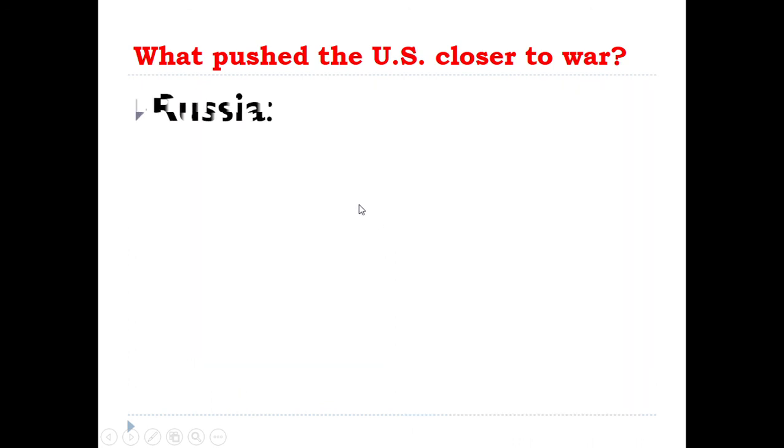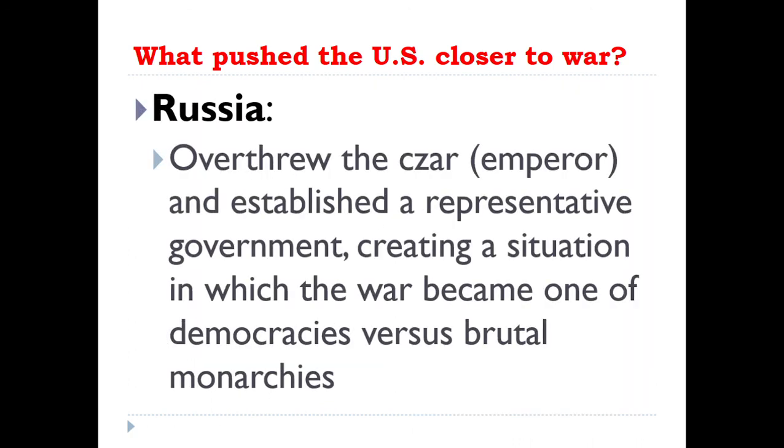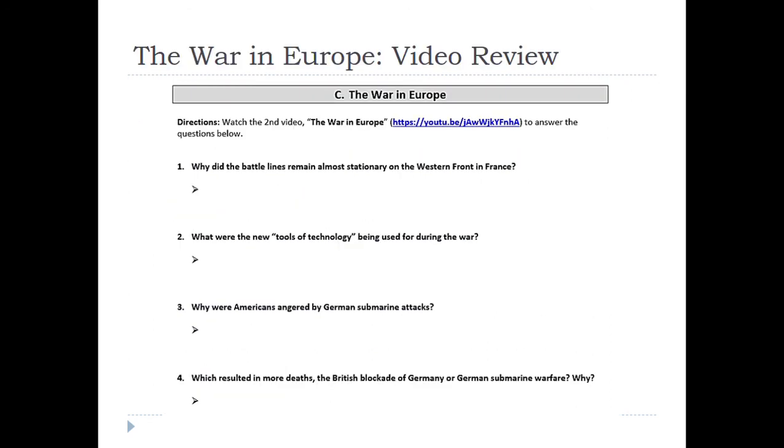The last thing that's going to push the US toward war against Germany and Austria-Hungary is that Russia has a revolution and they overthrow their czar. That's the Russian word for emperor. They make their country a more representative government at that time, more democratic. So now France, England, Russia, these are all democratic nations, and all the people on the Central Power side, Germany, Austria-Hungary, the Ottoman Empire, these are all brutal monarchies, and the US wants to join up with the democracies.